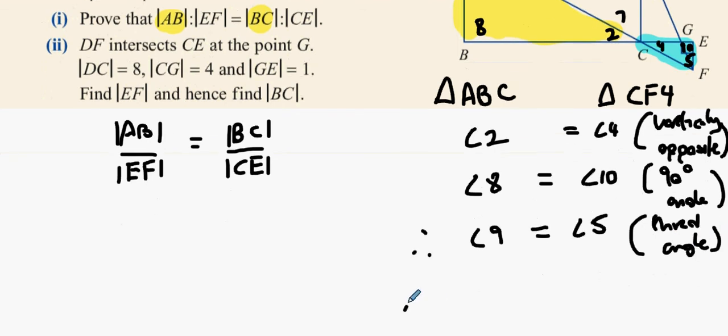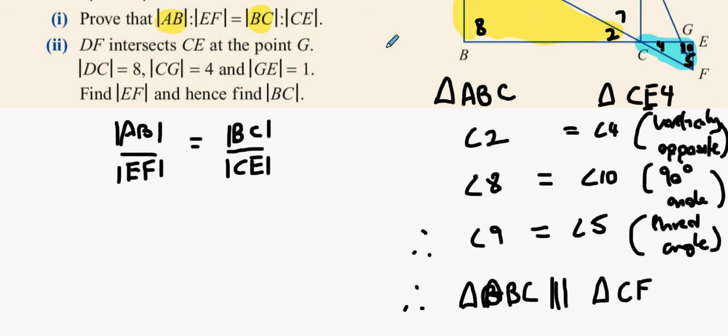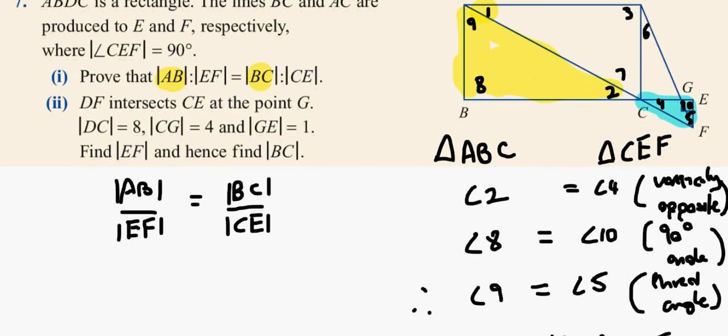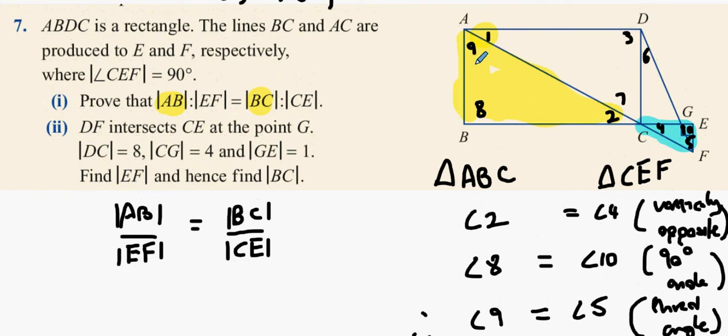Therefore, triangle ABC is similar to triangle CEF. Done. This means we can now use our little tricks. We can now prove that AB, so I'm just going to color code them for a second. 8 is the same as 10, and 5 is the same as 9. So AB, which is in between red and blue, therefore AB over EF equals BC over CE. That's because they're similar.